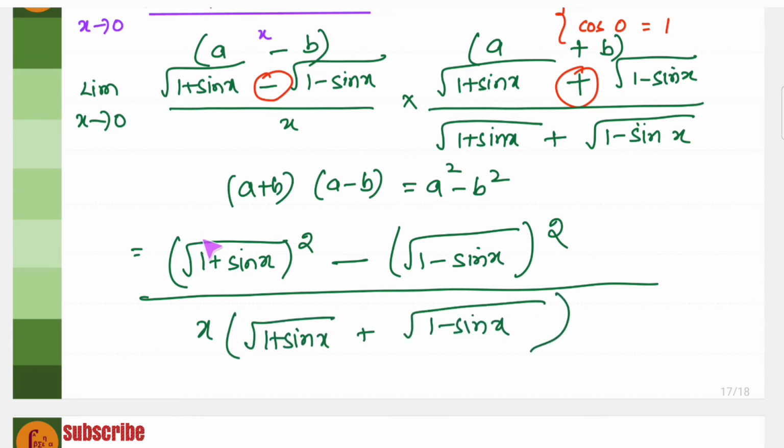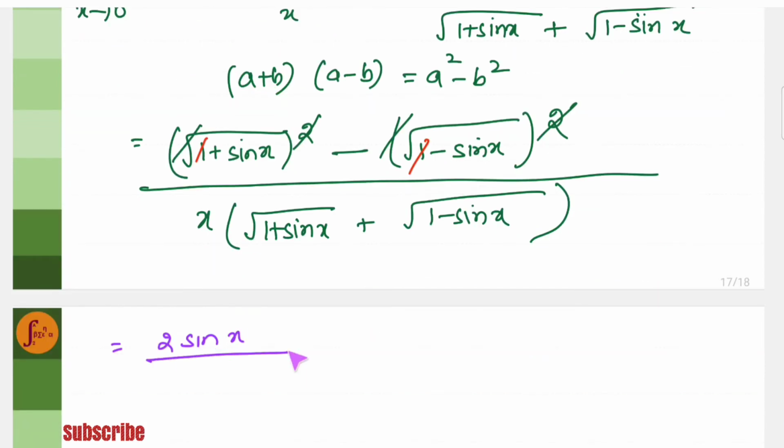Now what's going to happen here? This root and square is going to get cancelled, and 1 and 1 is also going to get cancelled. We are going to be left with sin x minus of minus sin x. So it's going to be 2 sin x over x into this entire root, right? Now if you observe, this is of the form sin x by x, right? We can apply the theorem here, which will be 1.